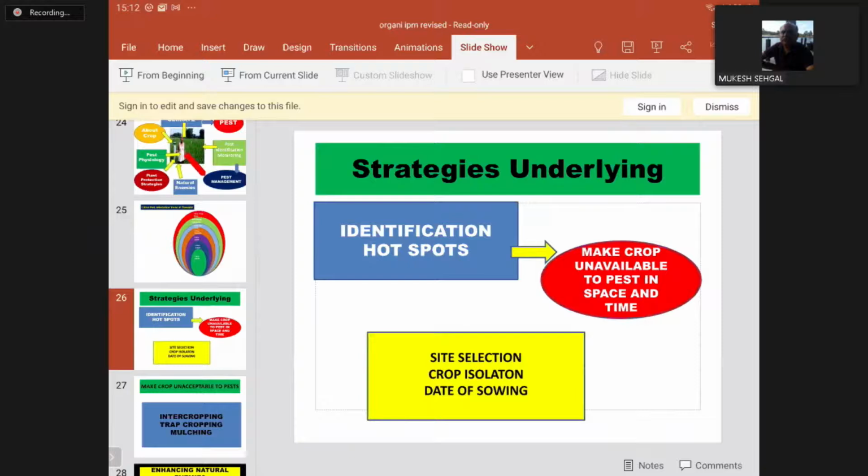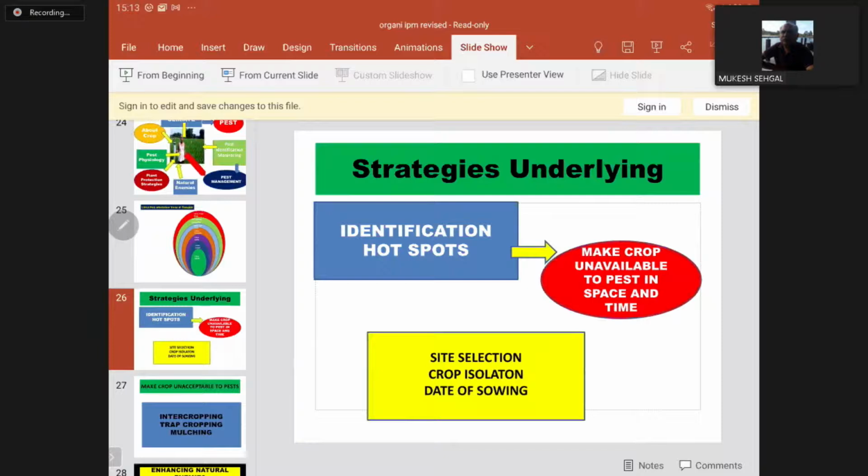This is for the policymaker also: don't give the crop here without any precaution, or you can say an alert system. We don't allow the crop to grow here, because by knowing the hotspots, you are making the crop unavailable to the pest in space and time. This helps in site selection, crop isolation, date of sowing, everything.